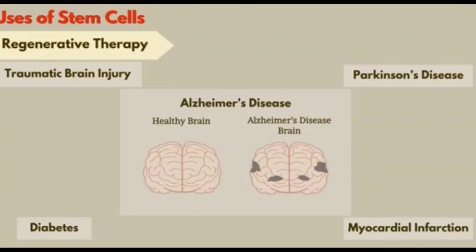Second we can say diabetes, you know that. Next one is myocardial infarction, that is a blockage of blood flow to the heart. That is also a type of disease. Next one is Alzheimer's disease, in which the memory is lost, means we forget things very fast. All these things are because of the dead cells present in that part. So to remove that, we can use stem cell therapy, and we can replace these dead cells.